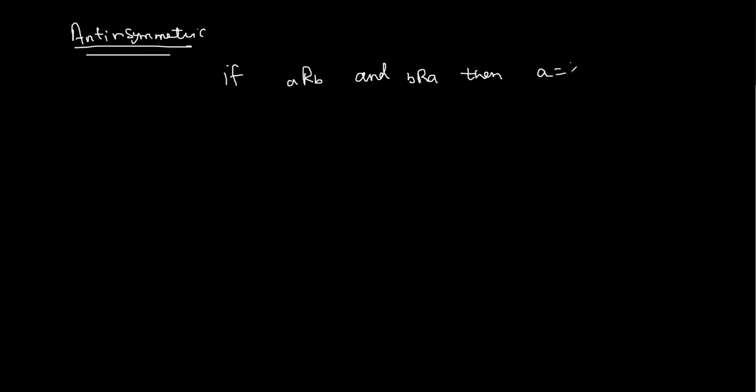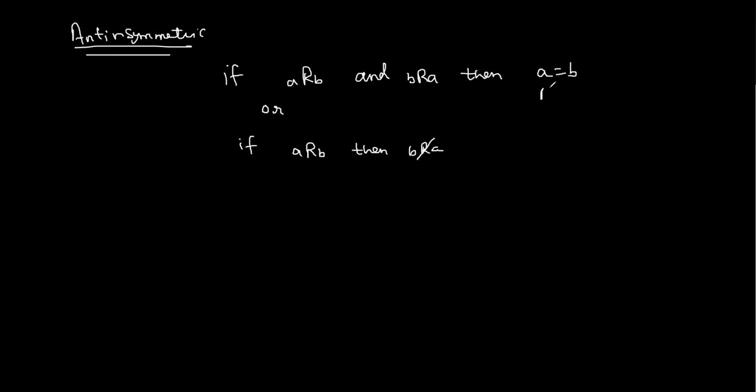The next is antisymmetric. What is antisymmetric? If x comma y belongs to R, you can also write A, B. If A comma B is there and B comma A is there, then A must be equal to B. Or if A comma B belongs to R, then B comma A is not related in R.